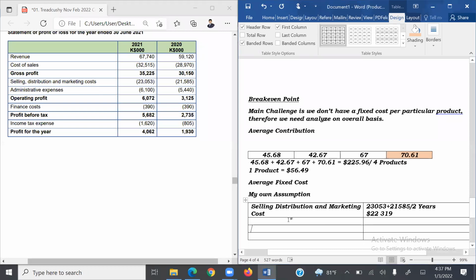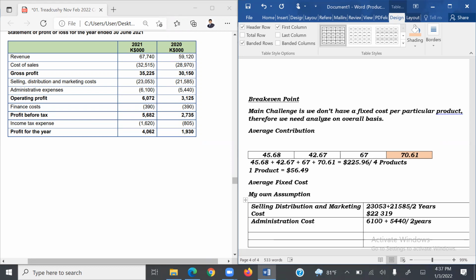Children, let's do the administration cost. So I will write down here, students, administration cost. So it's not so complicated. It is very simple. So can you follow the same logic? I will do it for you so that it will be even easier for you to do the number crunching. 6,100 plus 5,440. I need to divide it by 2 years. So effectively, students, can you please tell me what is the answer that you are getting? You are getting an answer of 5,770.